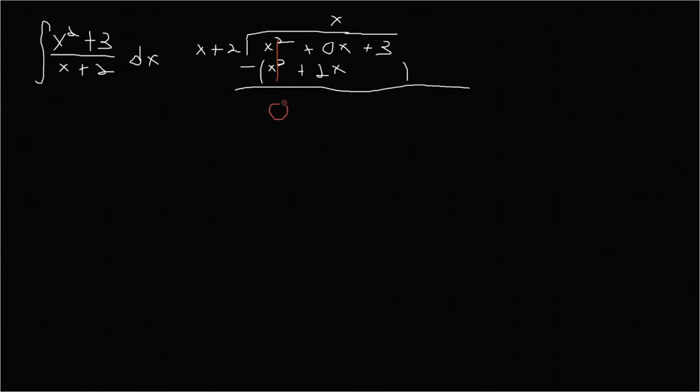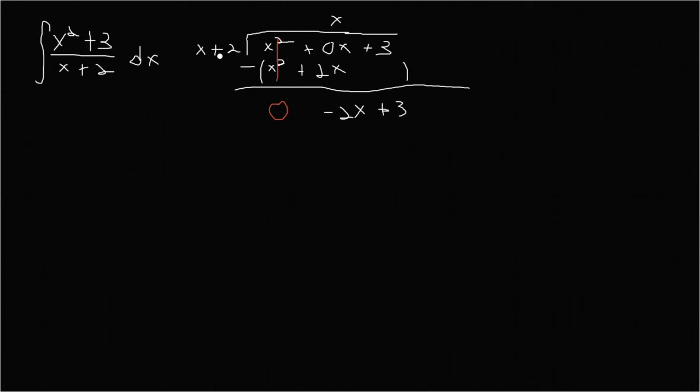This just leaves 0, so we don't have to worry about that. But we now have 0x minus 2x, which is negative 2x. And then we have 3 minus nothing, which is just 3. So positive 3. But we still can't properly integrate this, so we're going to have to go again.